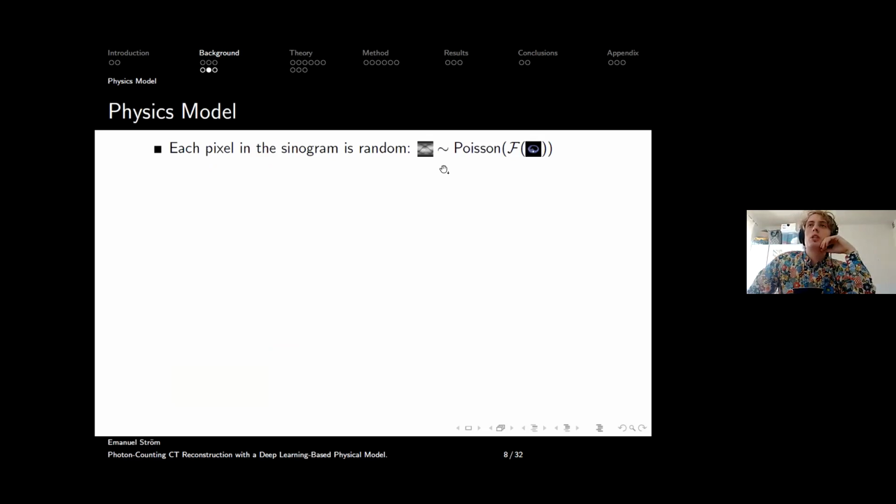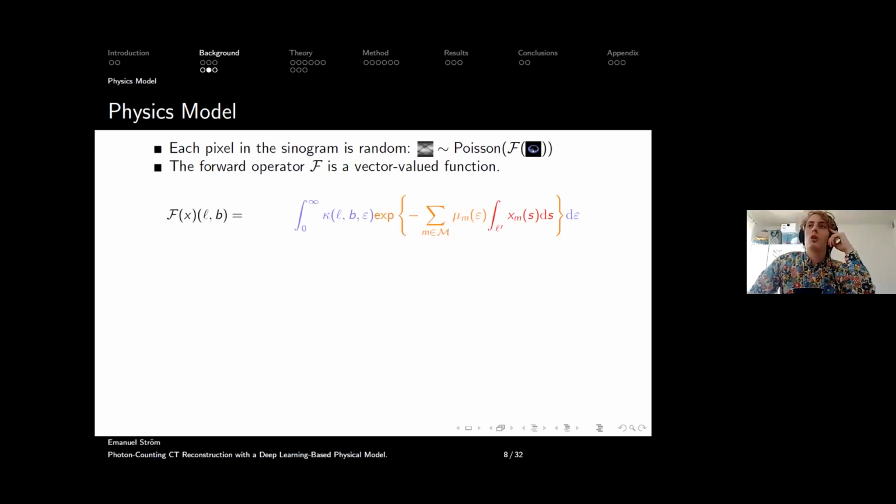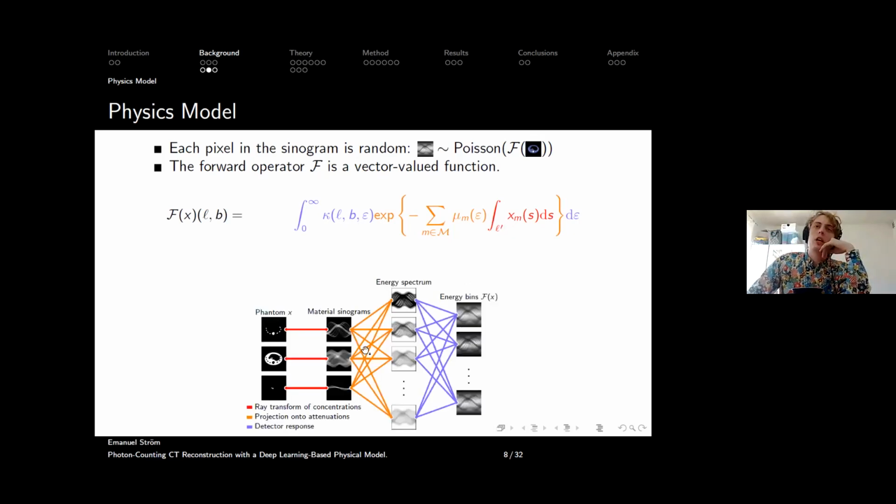Specifically, it's a Poisson random variable with a mean that is determined by this function here that we call the forward operator. This forward operator takes a phantom and outputs a sinogram type object, so it's essentially a vector valued function. In mathematical terms, we can express it as this long and unwieldy sum and bunch of integrals, but we can also think of it as a bunch of separate steps. Visualizing this large function, we can think of it as this type of network looking structure.